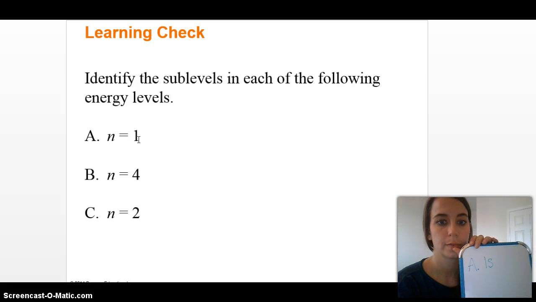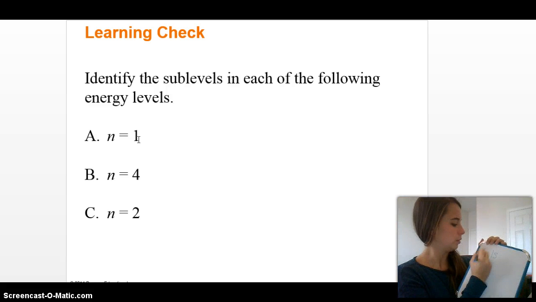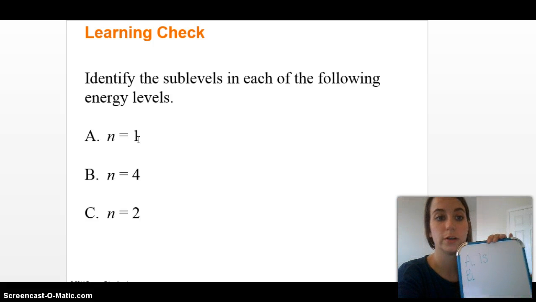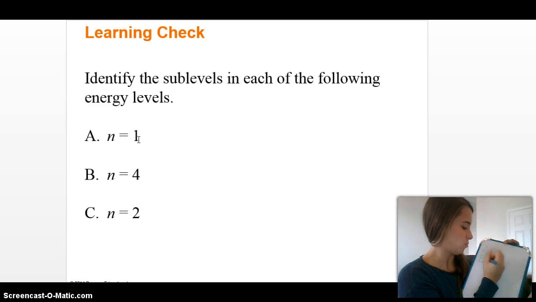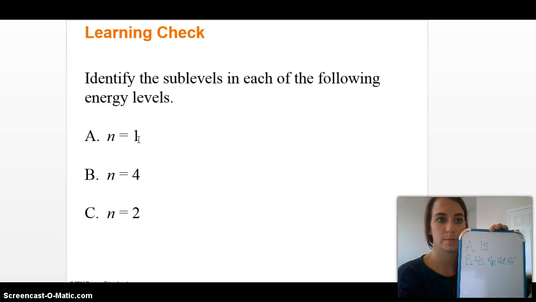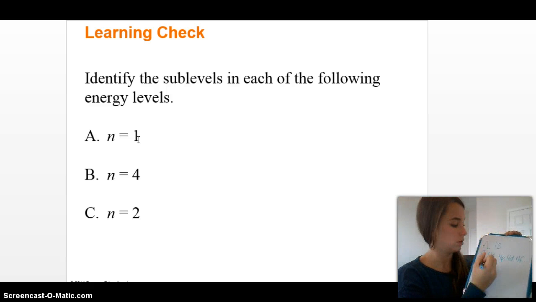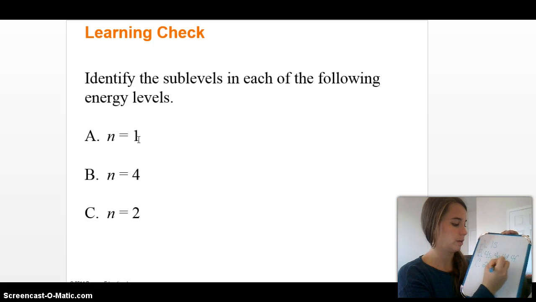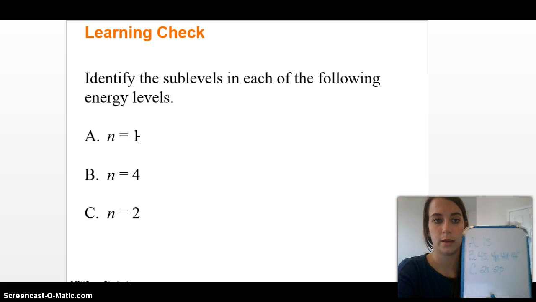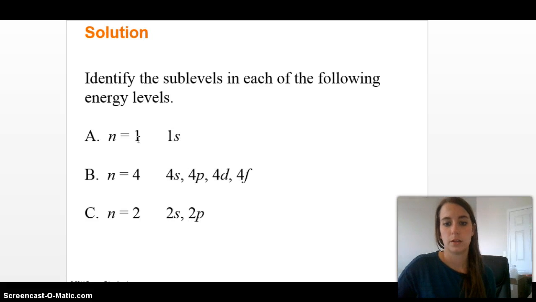All right. So for B in n equals 4, what sublevels do you have there? Well, you think back, the energy level you're in tells you how many sublevels. So in n equals 4, I have 4 sublevels. I've got 4S, 4P, 4D, and 4F. Okay? So for n equals 2, I'm going to have 2 sublevels, and it's going to be 2S and 2P. Okay? You want to remember S, P, D, F. That's the order they go in. All right. So those are the answers.